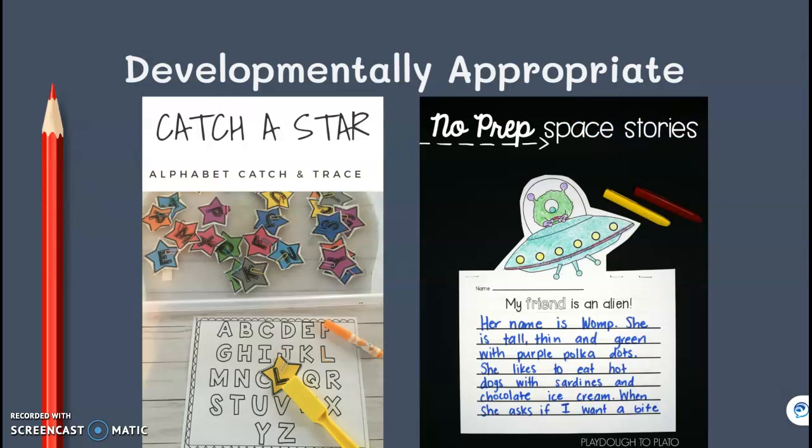The one on the left, the space stories, isn't appropriate because they can't write. They also don't have the ability to create stories or really like the thought process to create a story from the beginning to the end.